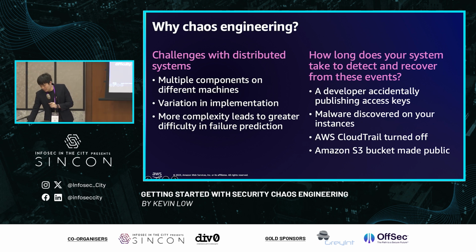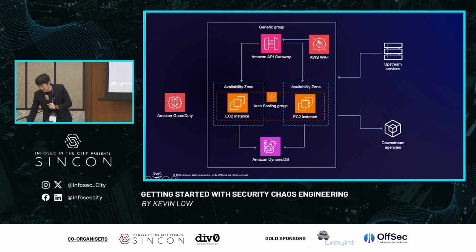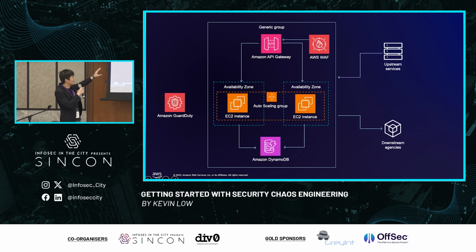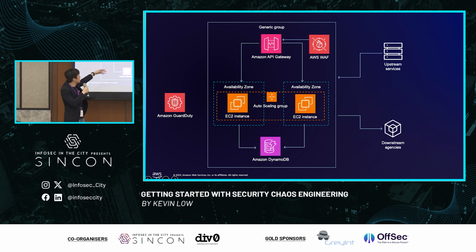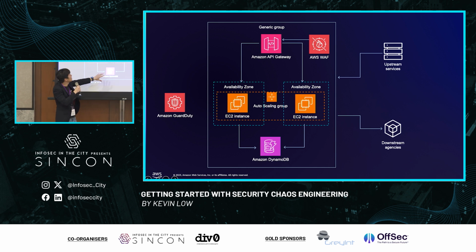collect evidence, and try and understand better. So let's start off with a sample application. This is a very simple application. It's a personalization microservice. You have some EC2 instances, virtual machines running the application. It communicates to a database. There's an API gateway in the front with a web application firewall. And then there's an upstream service and a downstream service, all straightforward so far.